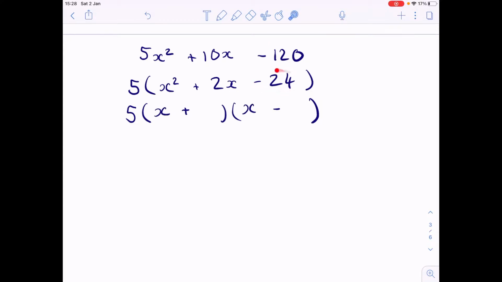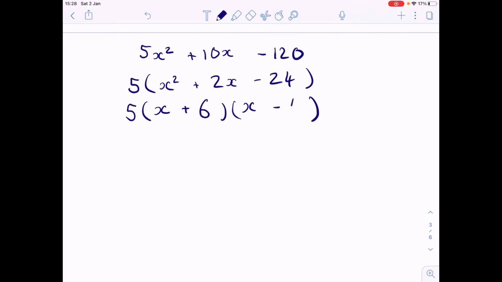We're looking for 2 numbers which multiply to 24, but I guess have a difference of 2 as one's positive and one's negative. 6 and 4 comes to mind. Now I want the result to be positive, so the larger number 6 is going to have to be positive.